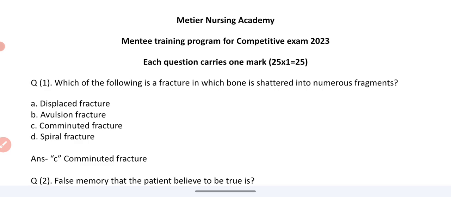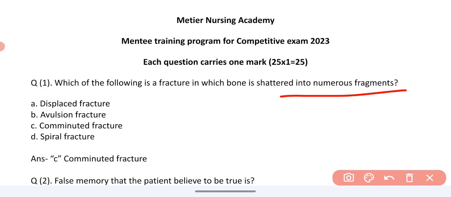The first question is: which of the following is a fracture in which the bone is shattered into numerous fragments? See guys, in a single reading of the question, you should understand the concept present within it. The keyword here is numerous fragments, the bone broken into numerous fragments. This will automatically take you to option C, that is comminuted fracture.